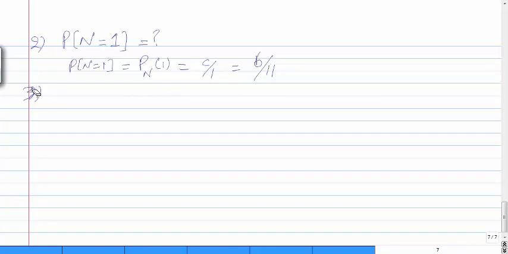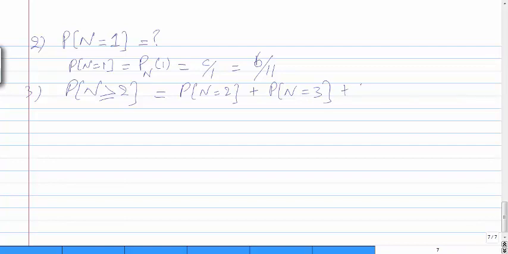Okay, now let's do the next one, part 3. Part 3 says the probability that N is greater than or equal to 2. So for that, N greater than or equal to 2 involves the probability of N equal to 2 plus the probability N equal to 3 plus the probability N is greater than 3.